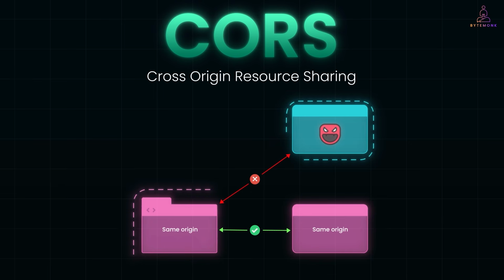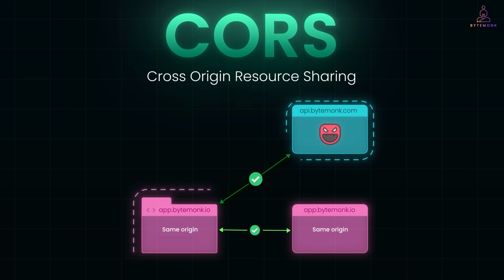But your frontend and backend might live on different domains. Say your React app is on app.bytemonk.io and your API is on api.bytemonk.com. To make that work securely, you need to explicitly allow that connection. And that's where CORS headers come in.